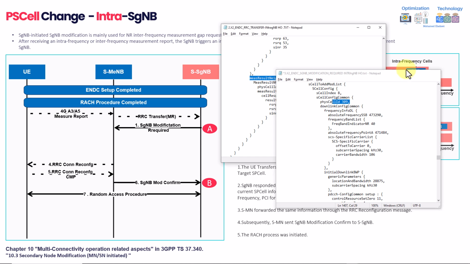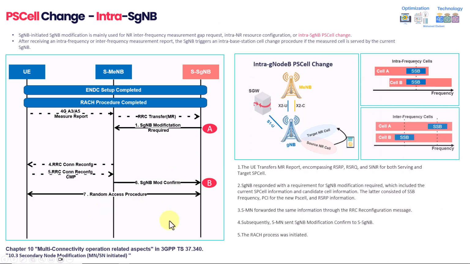But if you look into that scenario, you'll find that there is no path switch, because this is already Intra-SgNB, so the path will still go through the same node for that particular case. So this explains that part, and this one is easier as well.